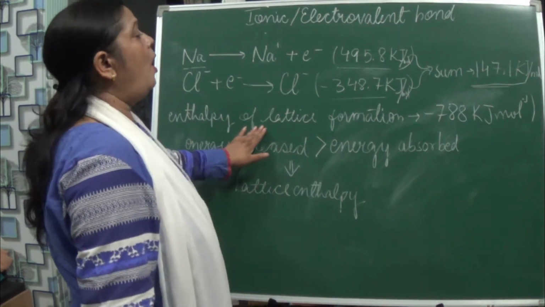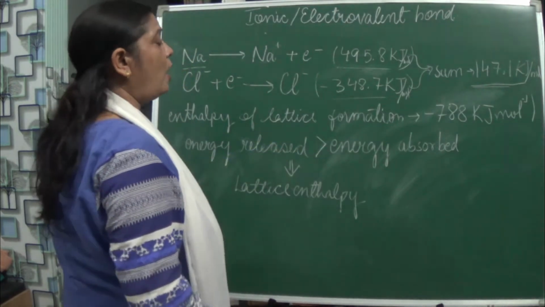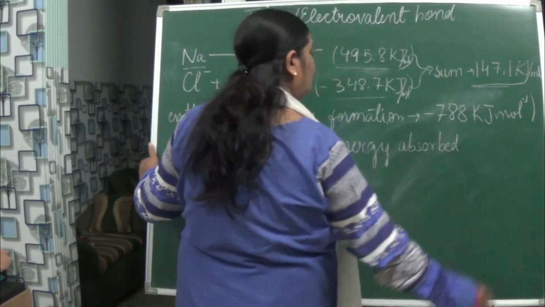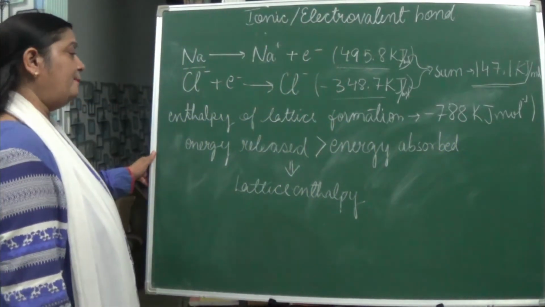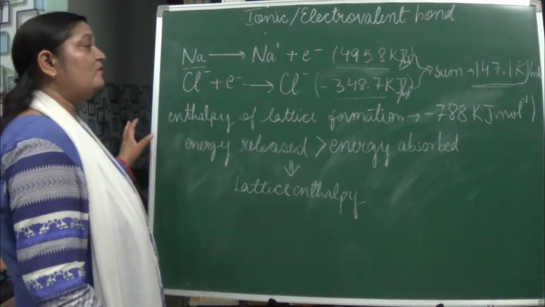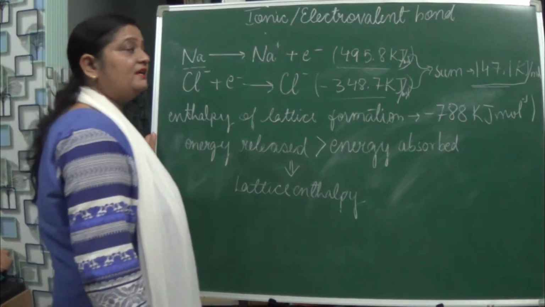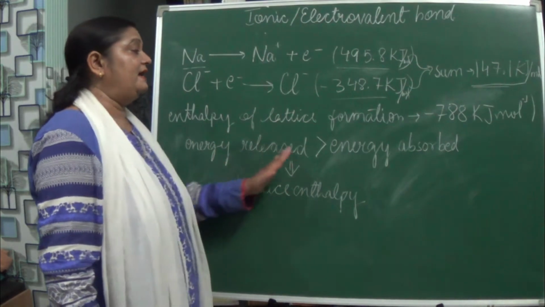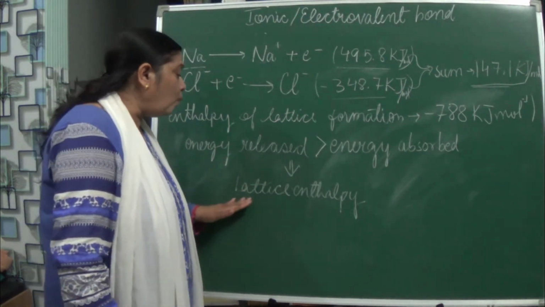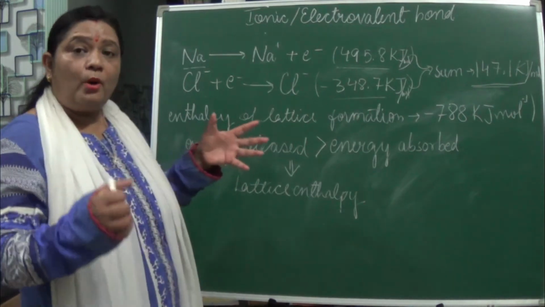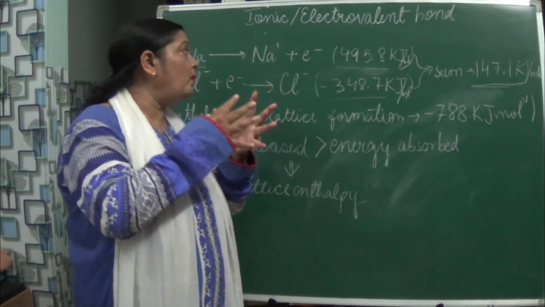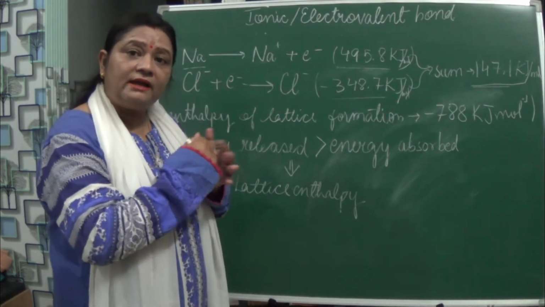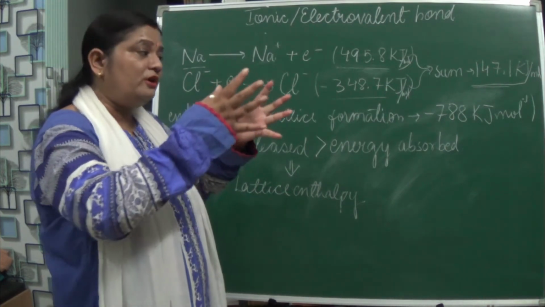But here the enthalpy of lattice formation is minus 788 kilojoule per mole. So here the real energy which is released is greater than the energy absorbed. This means that during the bond formation, as it is required to complete the octet, energy was being released naturally to form the bond.